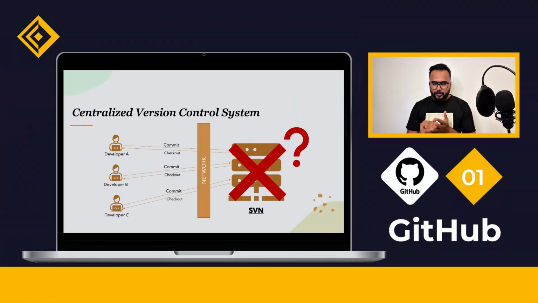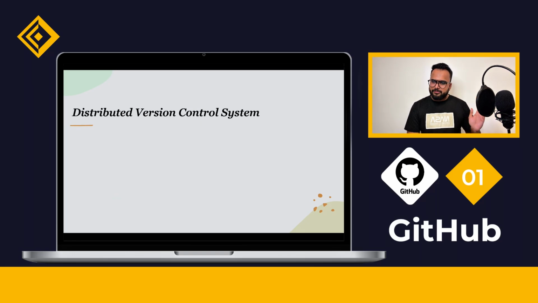To overcome these problems: the centralized version control system in the market is named SVN. On top of these problems, another version control system came into the market, named the distributed version control system.